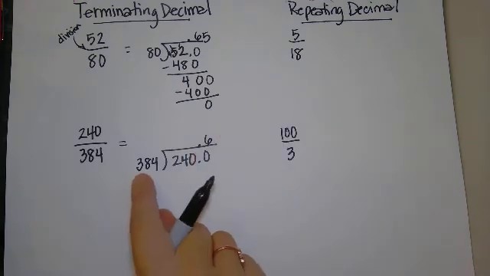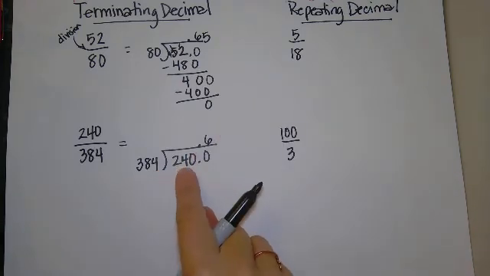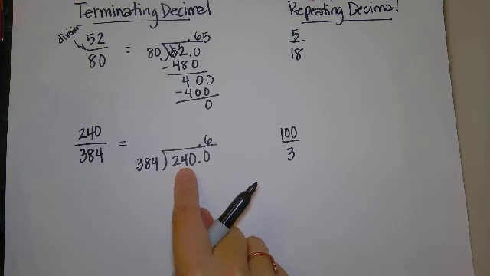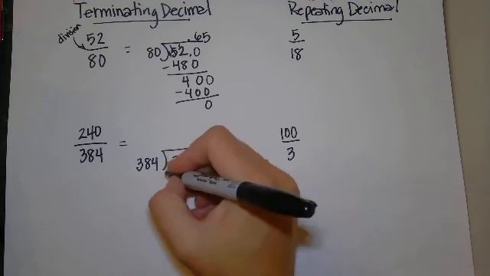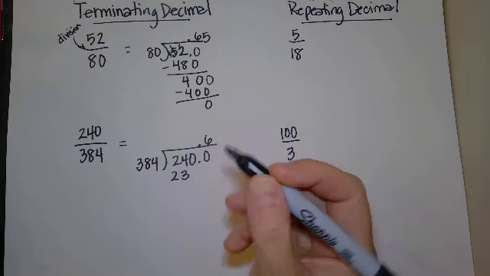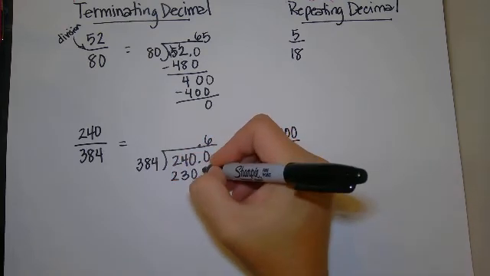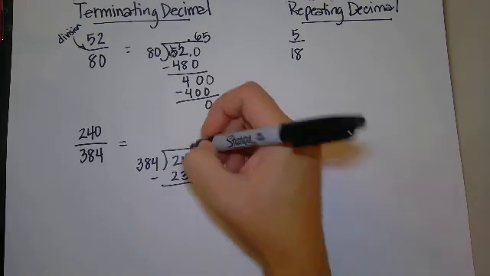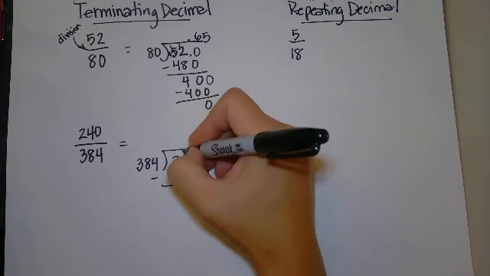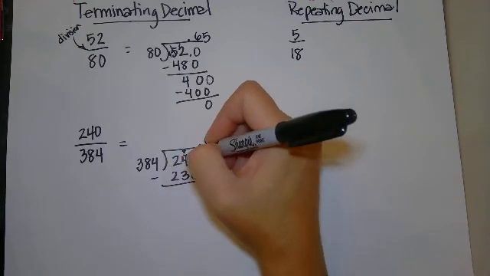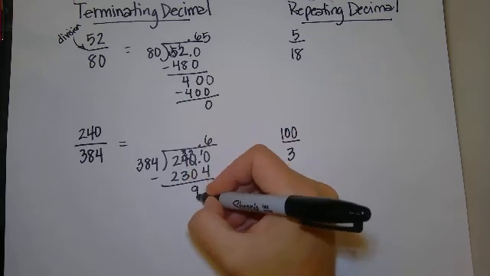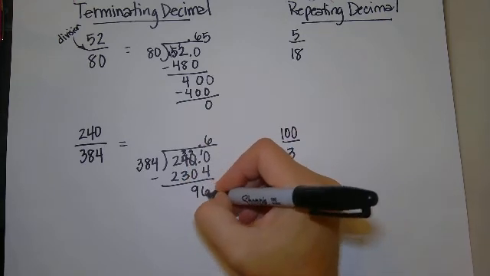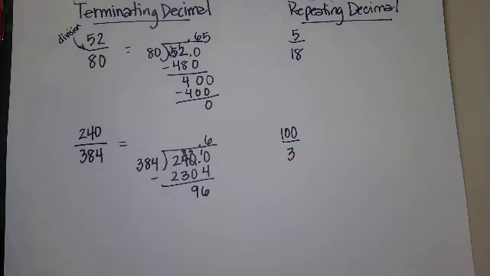I know there are 6 groups of 384 in 2,400. And when I multiply 384 times 6, I get 2,304. So when I subtract, I end up with 96.